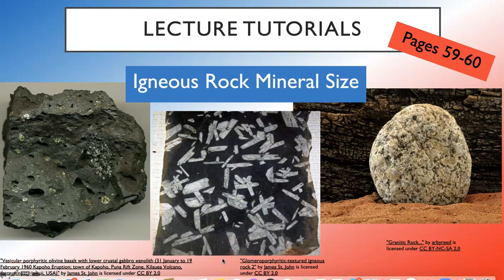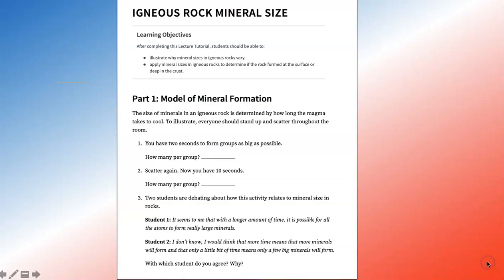In the middle, we have a porphyritic rock, which has two distinct size populations of crystals. The black area consists of very small, fine-grained minerals, and then these large white crystals of plagioclase are very, very visible. So what gives us all this different kind of texture? Well, the learning objectives are to illustrate why mineral sizes vary in the first place, and then use the size we see to determine where the rock formed.